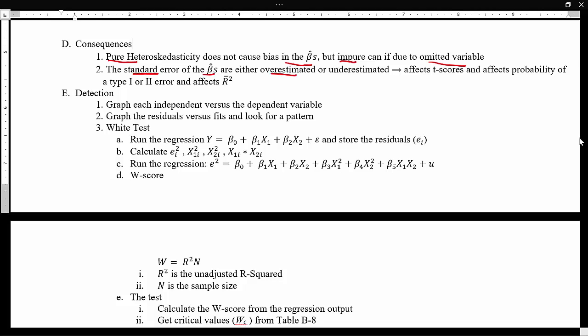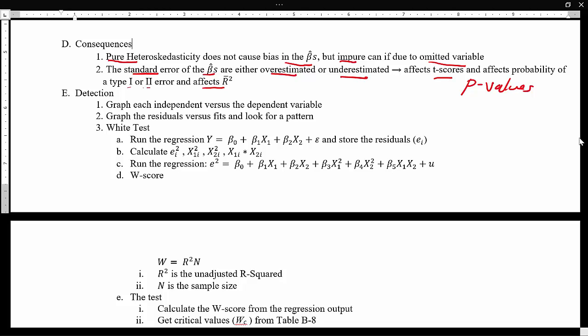They can be overestimated or underestimated, which makes it really difficult to know and trust what our t-scores are, and in turn what our p-values are, and so it affects our chance of committing a type 1 and type 2 error, and it also affects the adjusted R-squared. We do not know if those standard errors are overestimated or underestimated. So this actually creates a lot of uncertainty in the robustness of our hypothesis tests.